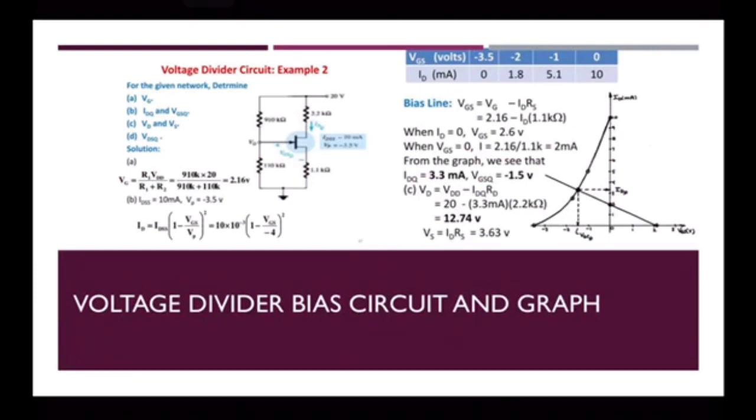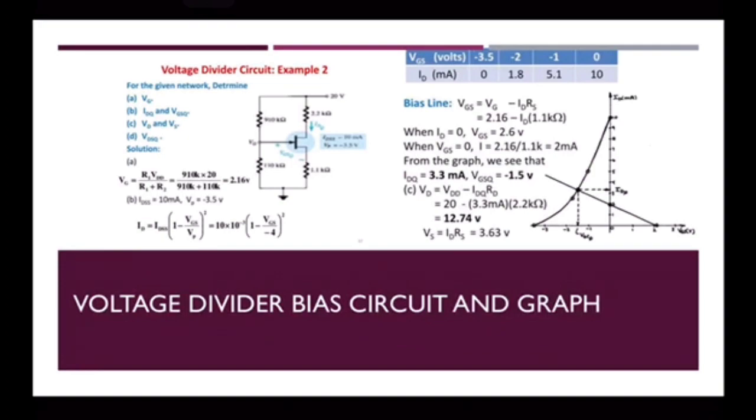From the graph, we see that IDQ equal to 3.3 milliampere and VGS equal to negative 1.5 volt, as we drag it down to the x-axis and y-axis. Lastly, VD equal to VDD minus ID times RD, and we get 12.74 volt. And last but not least, VS equal to ID times RS equal to 3.63 volt.